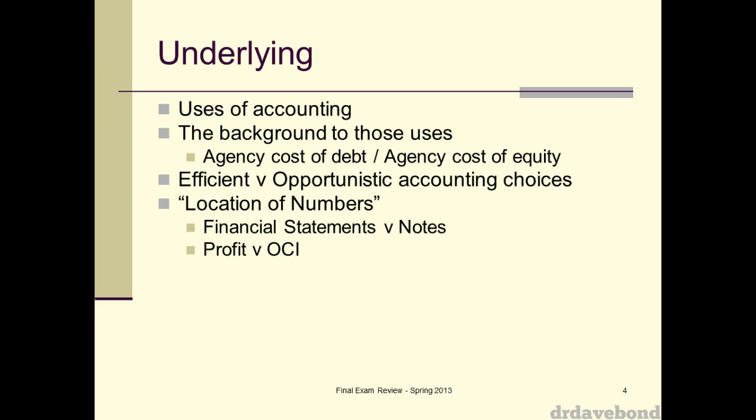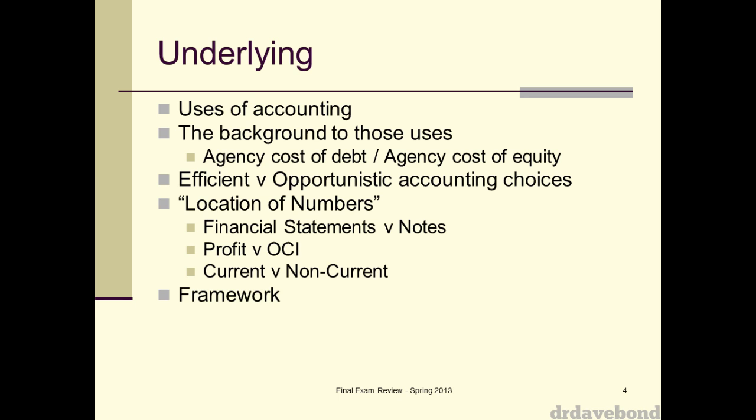Location of the numbers, does something feed through profit and then into equity, or does it bypass profit and just jump straight into OCI? In both cases, they have an impact on the underlying wealth of the equity holders, but OCI does not come through the profit figures. So does that make a difference? And finally, current versus non-current. Does it matter if an asset is classified current or non-current? Does it matter if a liability is classified current or non-current?